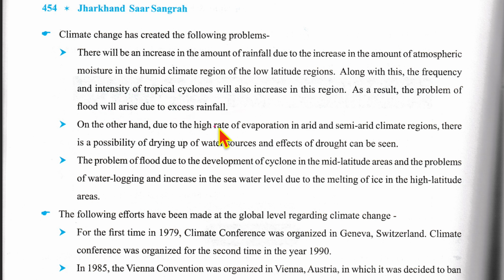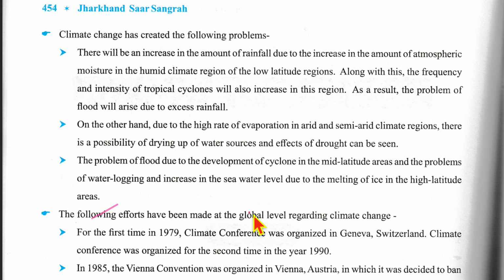On the other hand, due to the high rate of evaporation in arid and semi-arid climate regions, there is also a possibility of drying up of water sources, and the effect of drought can be seen. There is also the problem of flood due to the development of cyclones in mid-latitude areas, and problems of water logging and an increase in sea water level due to melting of ice in high altitude areas.